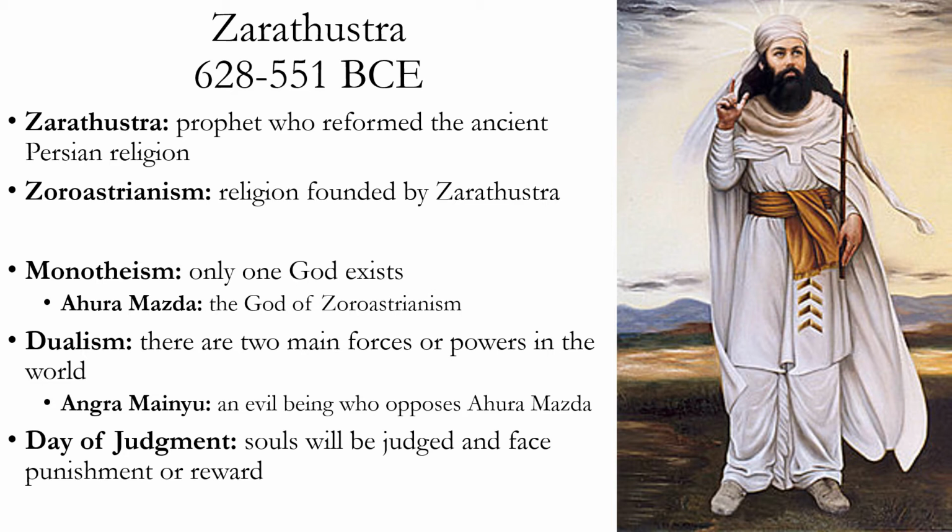However, Zarathustra also taught what's known as dualism, that there are two main forces or powers in the world. Specifically, he believed in Angra Mainyu, which was an evil being who opposes the good god Ahura Mazda, and he thought that all humans have a choice. They must choose whether to follow and worship Ahura Mazda, or they're going to end up following and serving Angra Mainyu, whether they know it or not. So finally, he taught a day of judgment in which all souls of humans will be judged and face punishment or reward based on their actions.